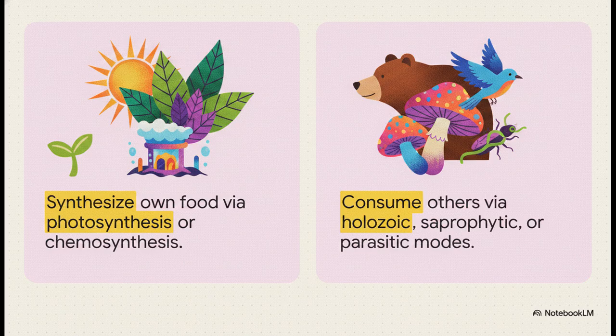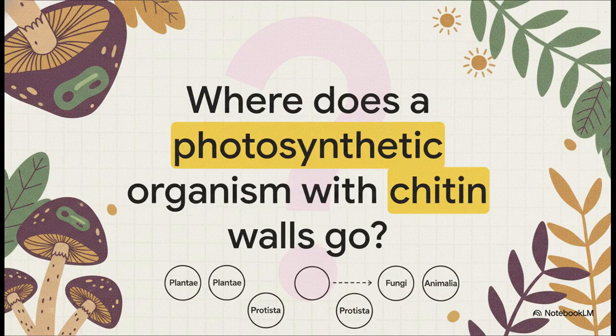Honestly, if you can confidently map a newly discovered organism to its specific nutritional mode, you have practically won the entire battle of taxonomy. So, as you finalize your studying and review these concepts one last time, I want you to ponder this biological puzzle to really test your critical thinking. Imagine if we found a brand new organism with a fungal chitin cell wall, but it could also magically photosynthesize like a plant. Where in the world would Whittaker place it? Does it break the rules, or does it demand a whole new kingdom?